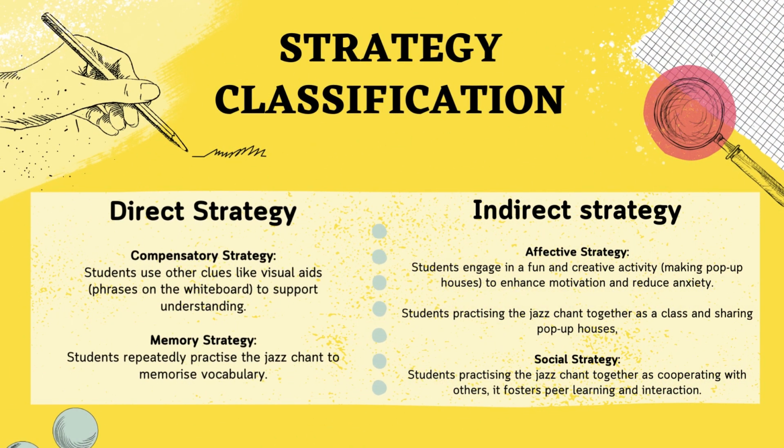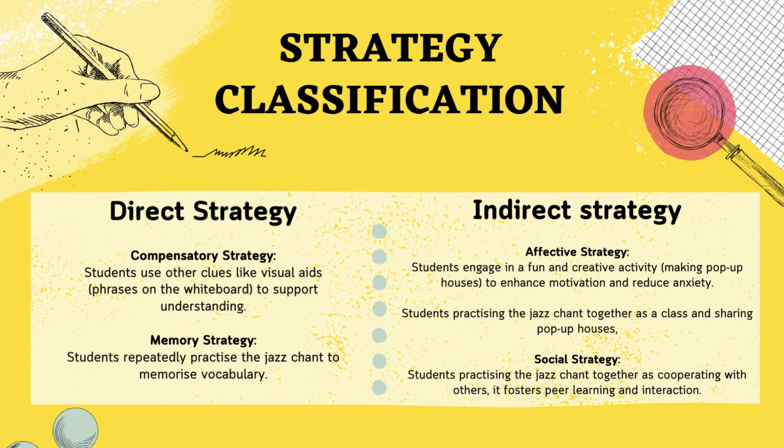Okay, the title of our next activity is Our Whole House Adventure. So, as for the direct strategy, we have come up with two. First one is compensatory strategy, where the students use other clues like visual aids to support understanding. And then number two, memory strategy. The students repeatedly practice the jazz chant to memorize the vocabulary.